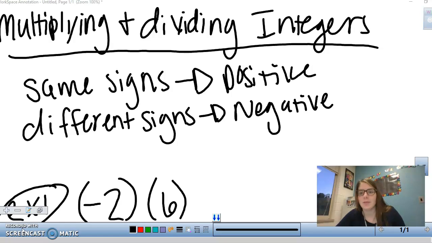So today we're going to be talking about multiplying and dividing integers. Again, it should just be a review from 7th grade. So our two rules here are: same signs, positive; different signs, negative. So we're going to look at our first problem.